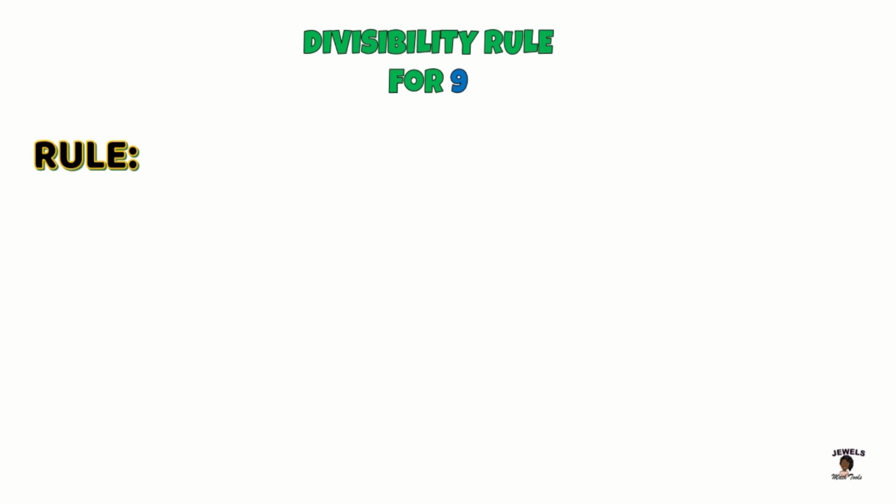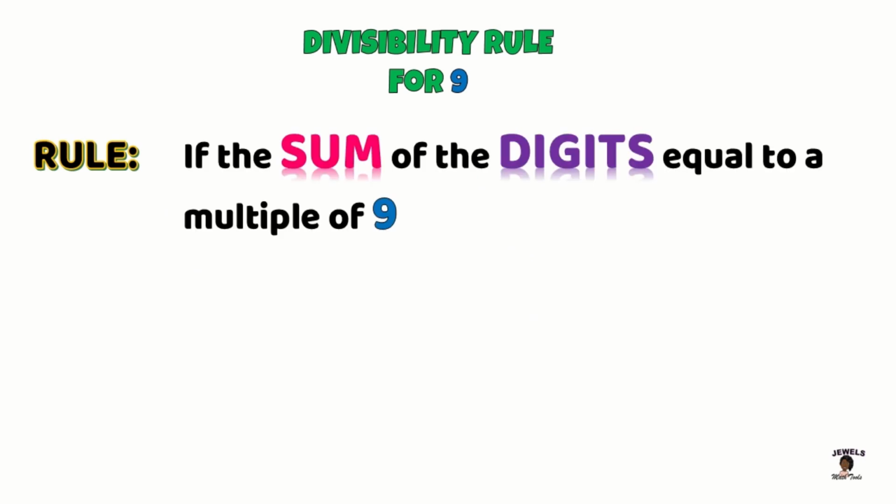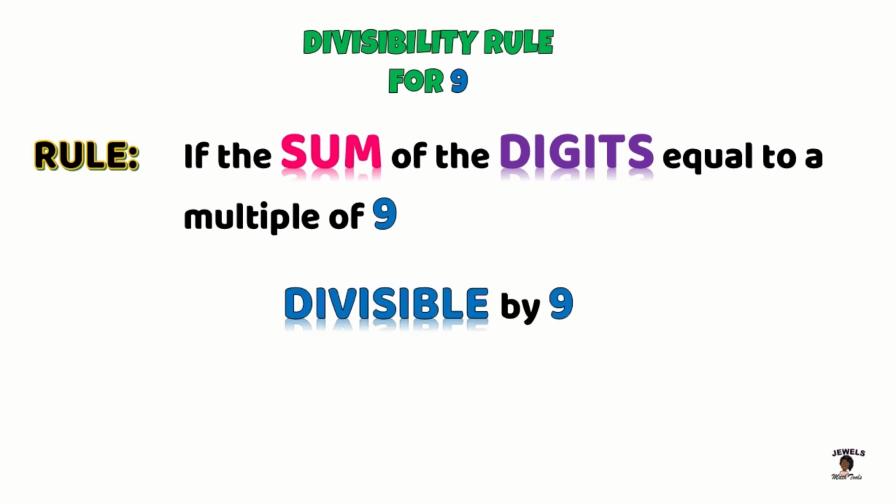Okay, so let's review. Our divisibility rule for 9 tells us that if the sum of the digits is equal to a multiple of 9, then the number will be divisible by 9. And remember that divisible means that it's going to divide into it without a remainder. So whatever your number is, sum the digits. If it sums to a number in the 9 time table, then that number can be divided by 9. If it isn't, then that means you're going to have a remainder.